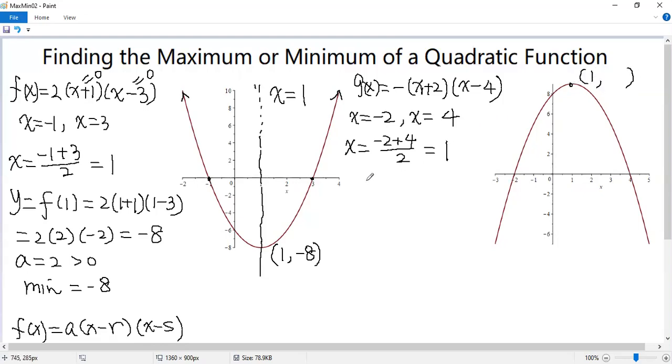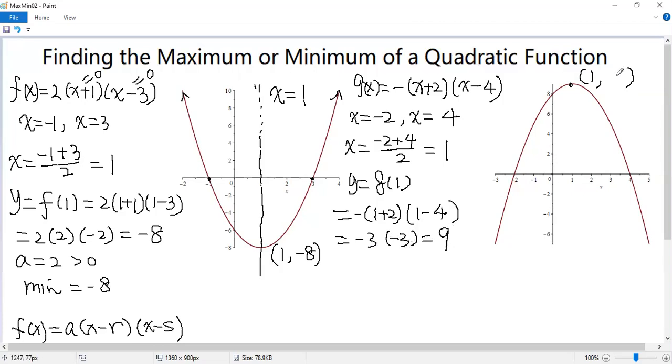To find the y coordinate, we plug in x equals 1 to g of x. So y equals g at 1. So we get negative (1 plus 2) times (1 minus 4). That equals negative 3 times negative 3, which is 9. Now a equals negative 1, less than 0. It opens down. So it has a maximum y equals 9. So the maximum is 9.